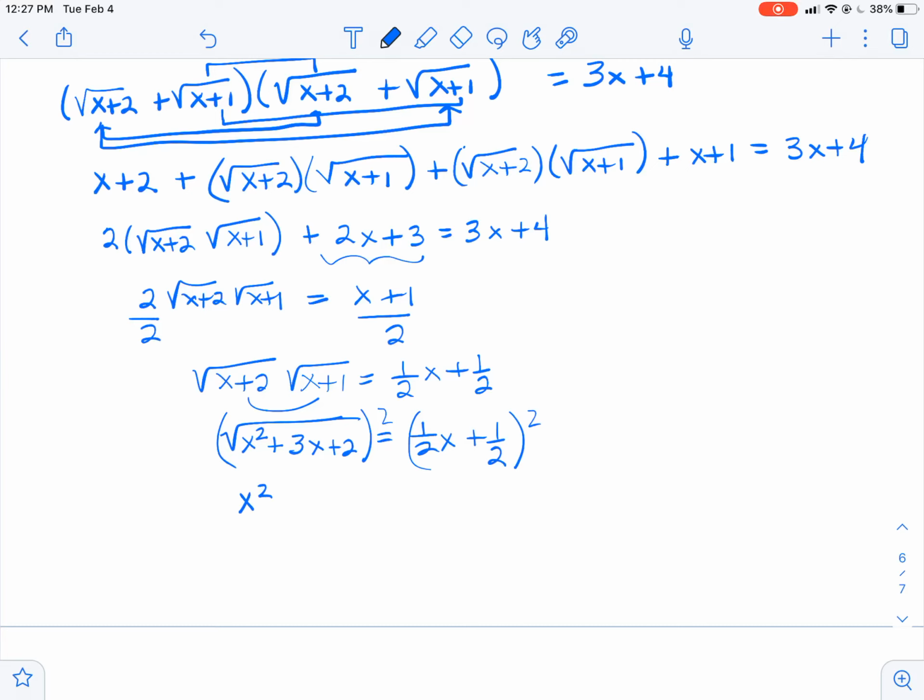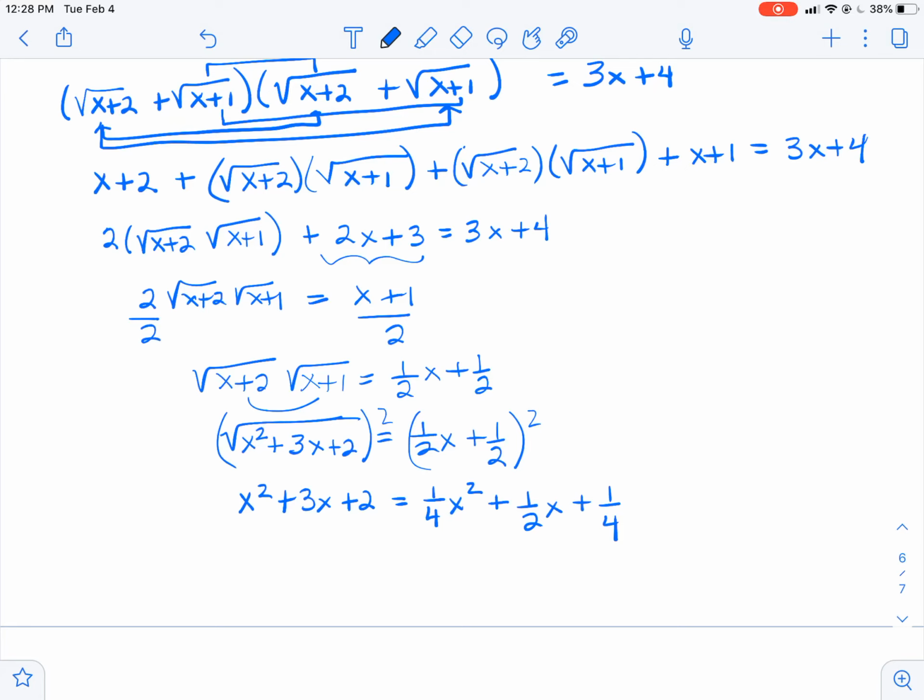So I have x squared plus 3x plus 2 equals, and now I'm going to have to square this. So you can go over to the side and square it, or so 1/4 x squared, that would be what? Plus 1/2 x. You guys can double check that for me, plus 1/4. Okay, and we're going to set it equal to 0.